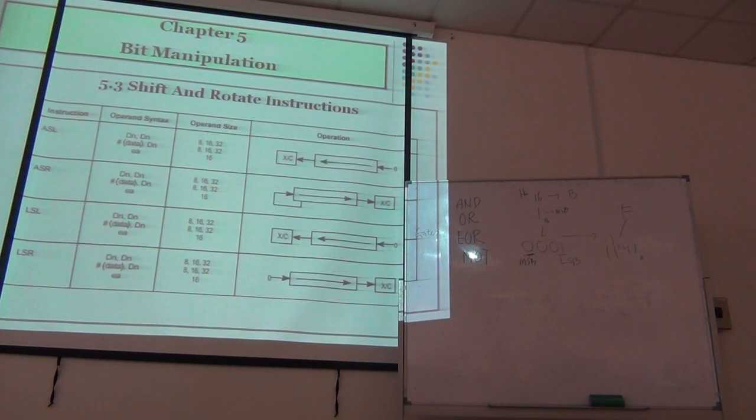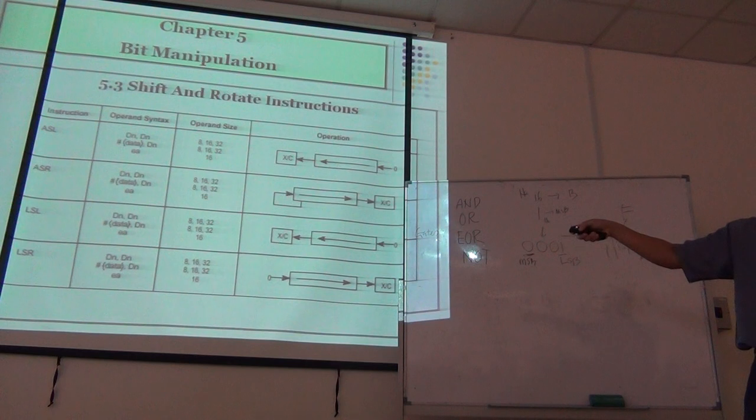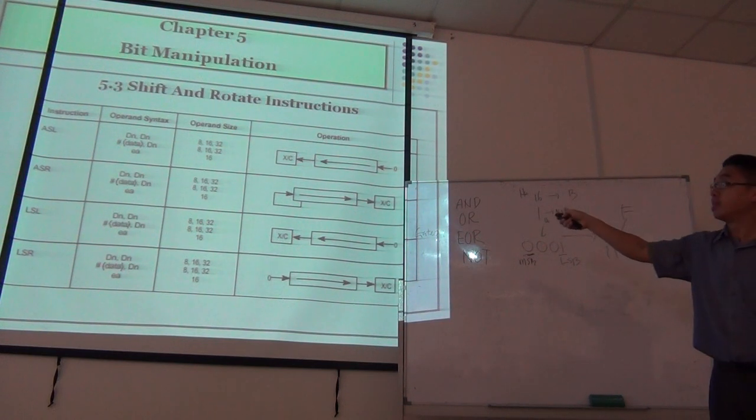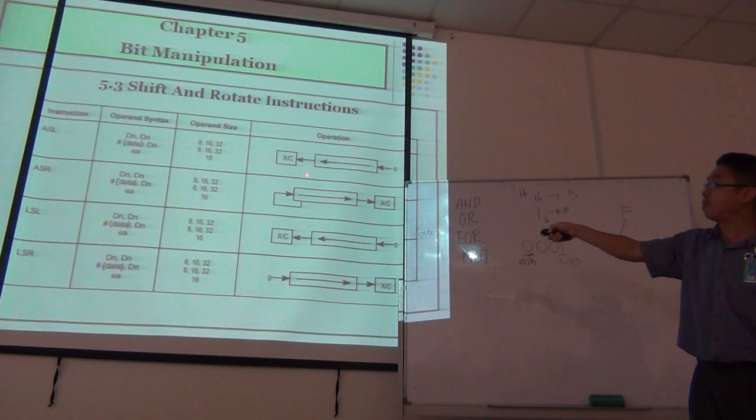This is the only one. So now, you need to look at the table first. Understand this one first. Okay, let's look at the table. The table says for the arithmetic shift, every time you shift, what happened? The operation will be like this.